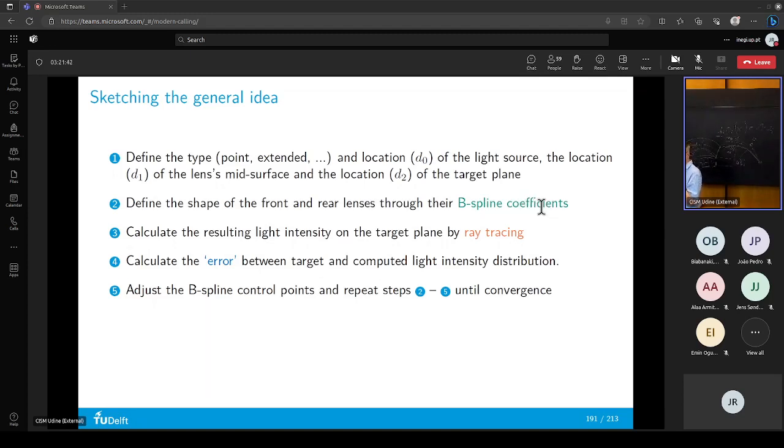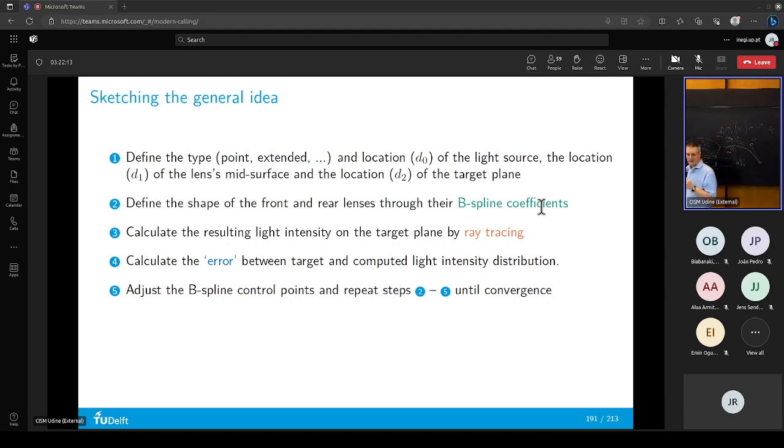Then we want to simulate the resulting light intensity by ray tracing. Who knows what ray tracing is? Ray tracing basically means you start somewhere at the source, you shoot a ray virtually, and if it goes through some lens and would reflect or bend, you simulate that, what you would experience if you were the ray. That's what it is. But I have a slide on that.